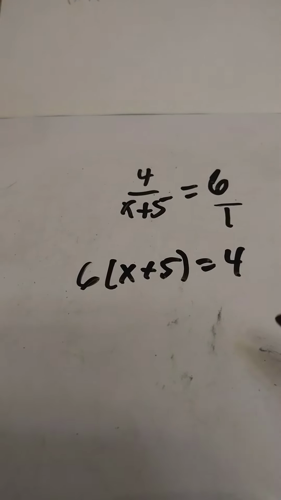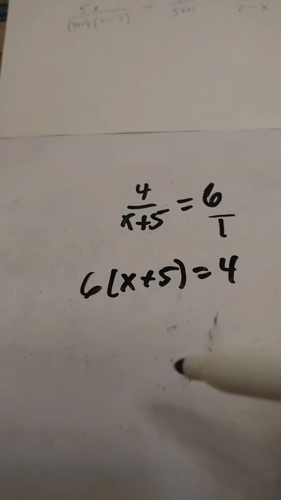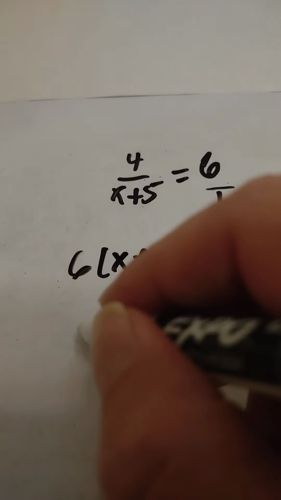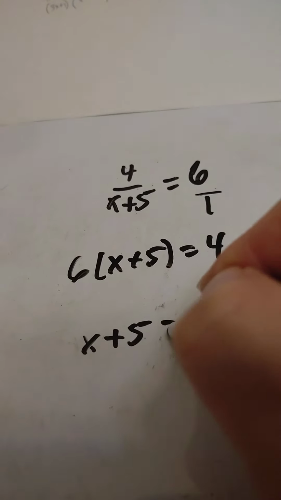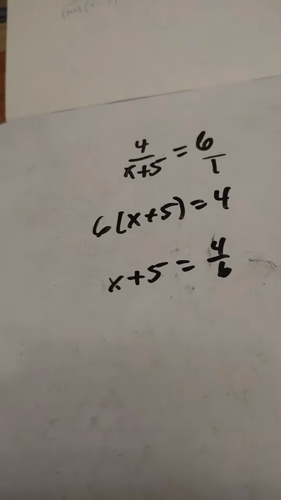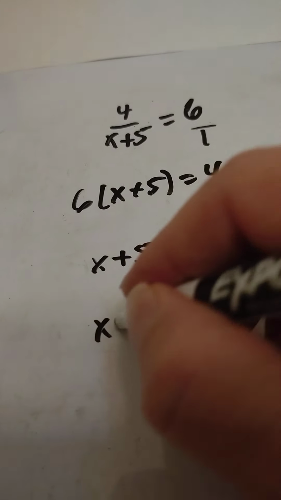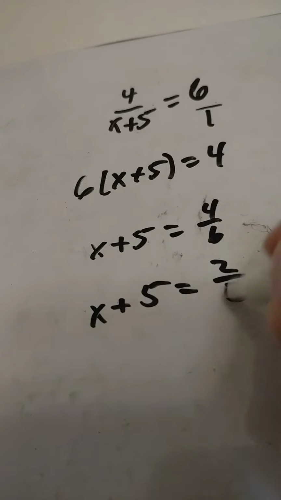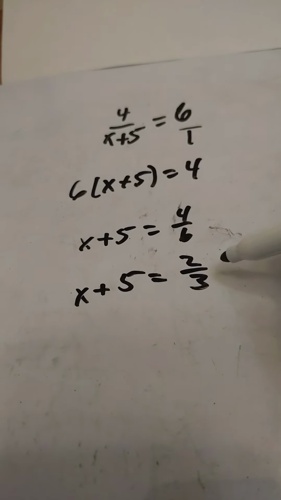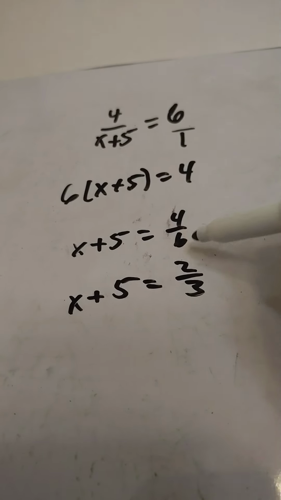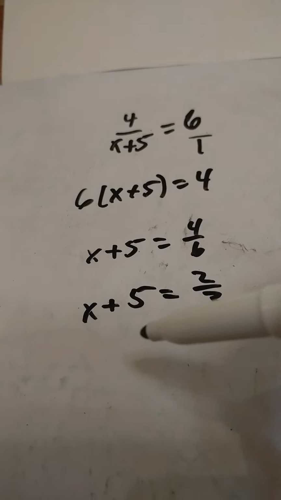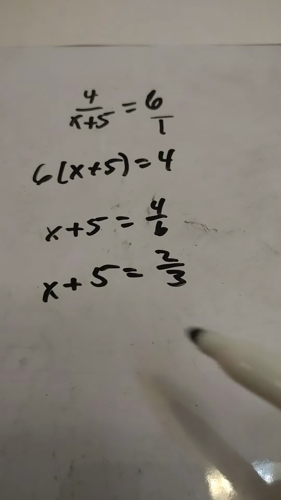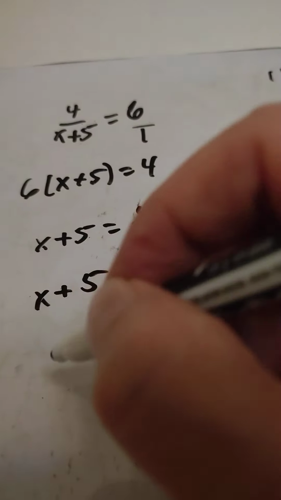What do I want to do next here? How about divide both sides by 6? And then I get x plus 5 equals 4/6. I can reduce that right-hand side. How about x plus 5 equals 2/3? 4/6 reduces to 2/3. Just divide top and bottom by 2. Okay, then what does x equal here? Subtract 5 from both sides.